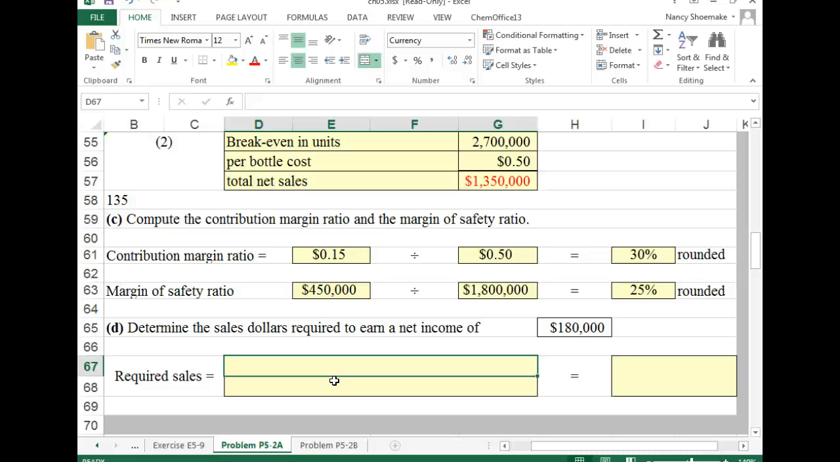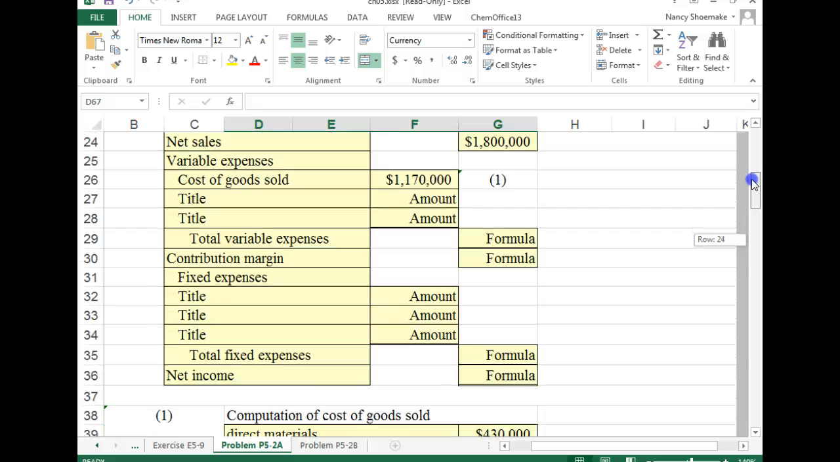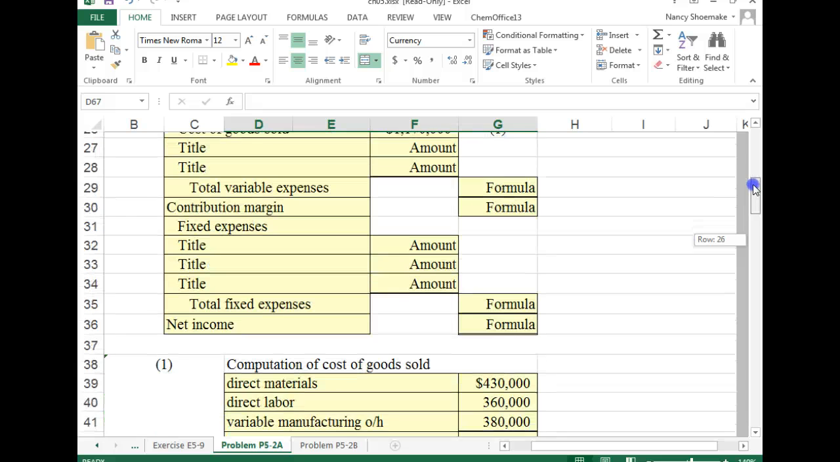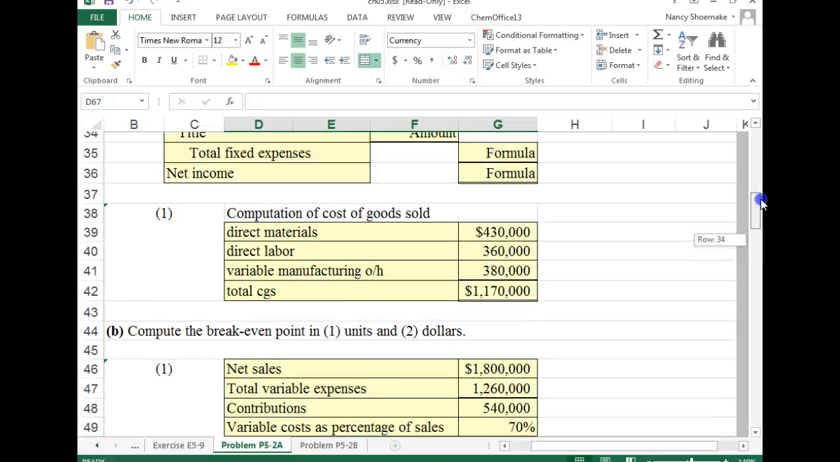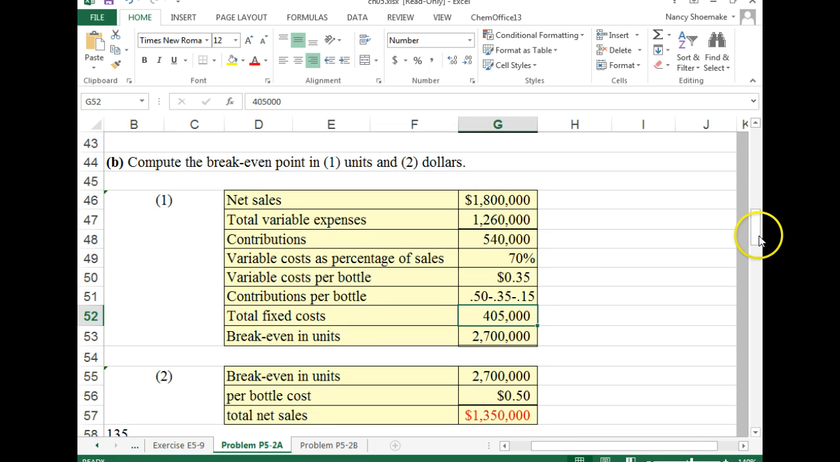What are our variable costs? Or excuse me, what are our fixed costs? Our fixed costs are what we really need to take into account. Aren't they 405,000? Where did we show that? 405,000 are our fixed costs.